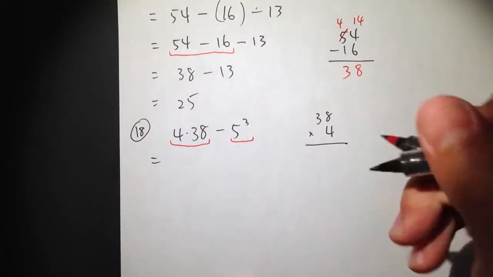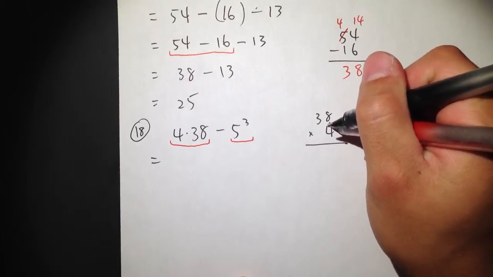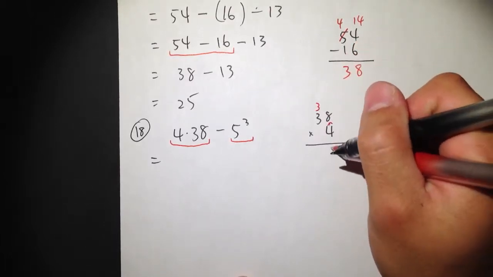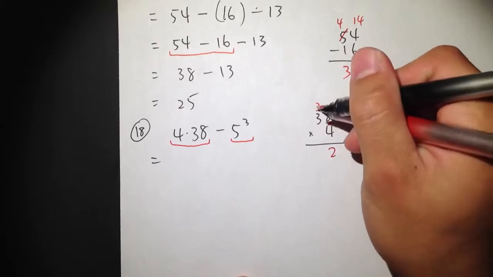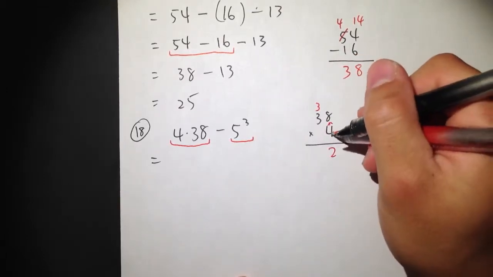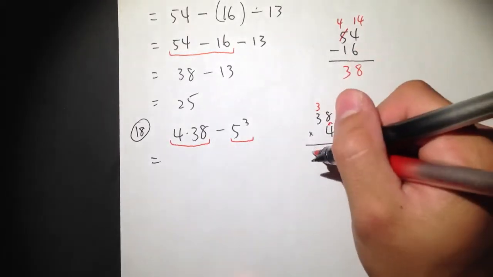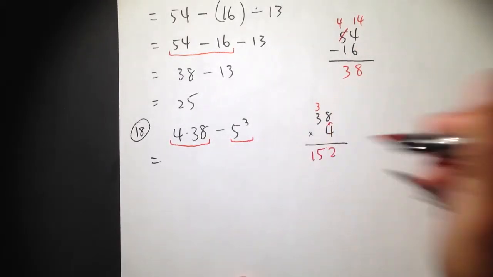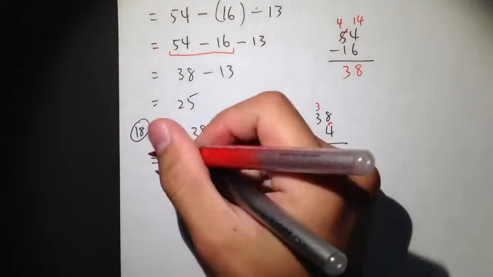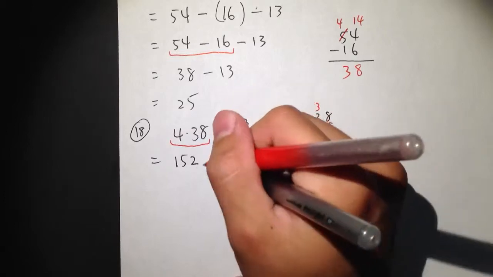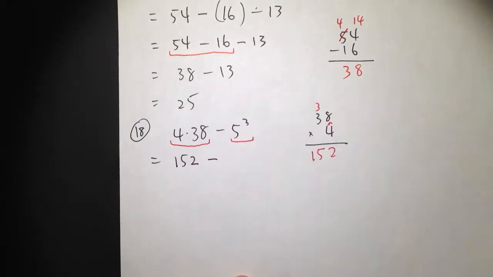So 4 times 8 is 32. Let's put down a 2 right there, and carry the 3. 4 times 3 is 12. 12 plus 3 is equal to 15. So the result of this is equal to 152. Minus 5 to the third power.